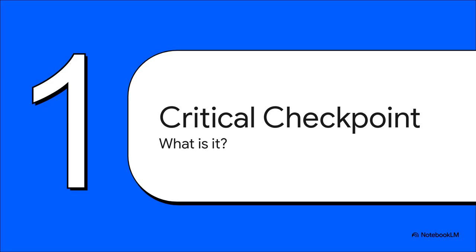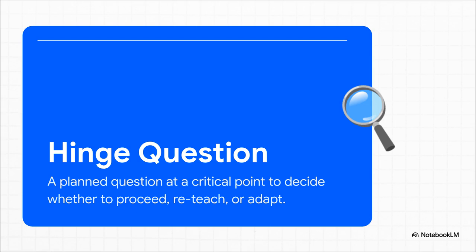So, to crack open that mystery box, we need a special kind of tool. And that's where the Hinge question comes in. Think of it as your lesson's most critical checkpoint. So what is it exactly? Well, a Hinge question is a very specific, pre-planned question you ask at a pivotal moment in your lesson. It's like a fork in the road. The answers your students give you literally tell you which path to take. Do we keep going? Do we need to circle back and reteach something? Or maybe just tweak our approach a little bit?